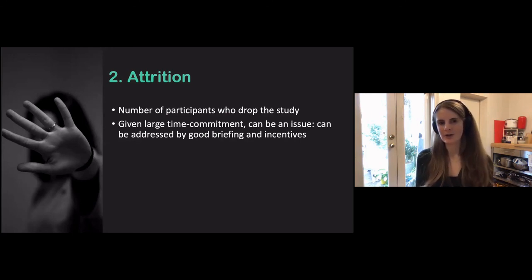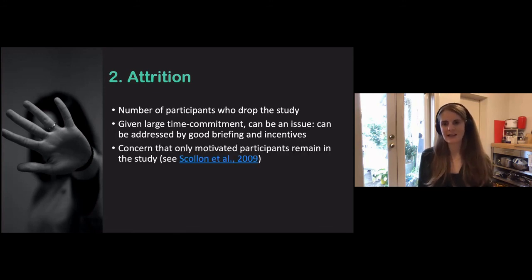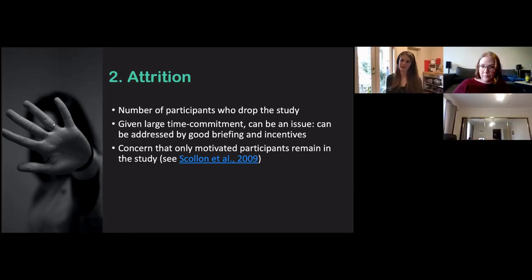So what you would want to do to try and address this is brief your participants very thoroughly at the beginning about what's involved so that there's no nasty surprises once they start, and make sure you incentivize them to complete the study in some way. And that is what we're going to talk about later. But of course, there is the concern that only motivated participants remain in the study by the end. And of course, motivated participants might not be representative of the population. So again, what we need to remember is to try and make our study as least burdensome as possible, so we actually get some sort of cross-section of the population.